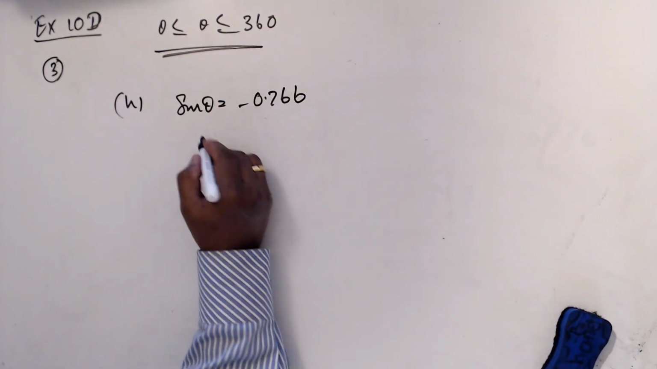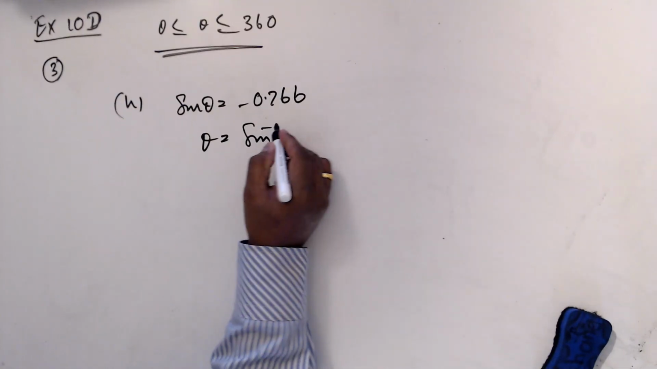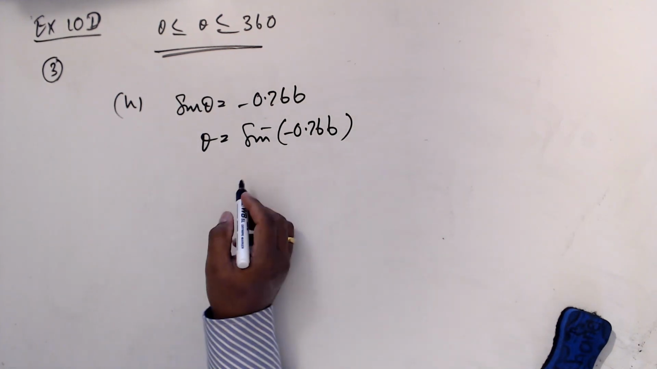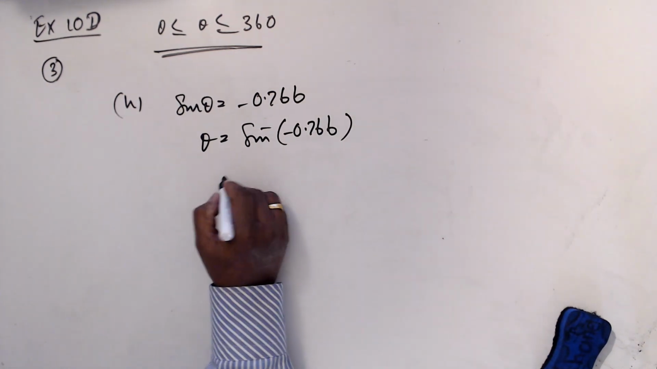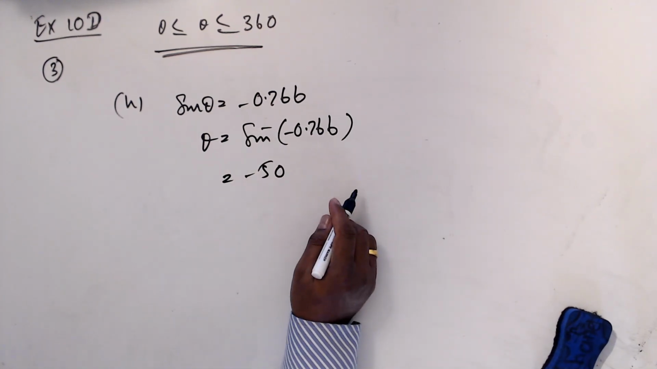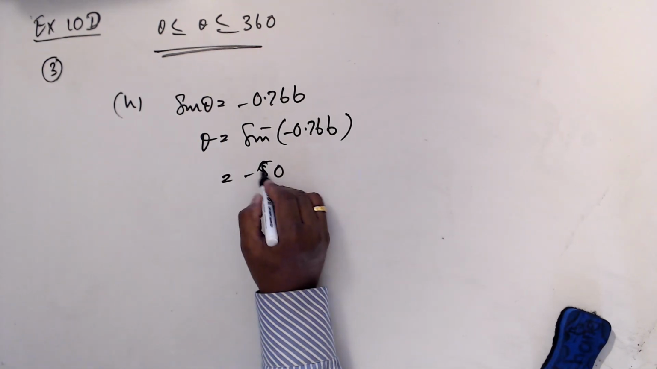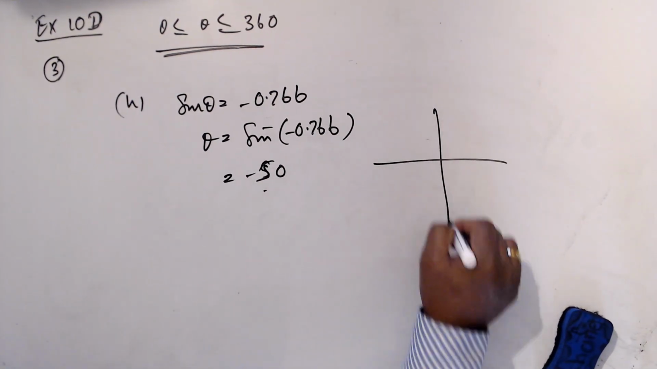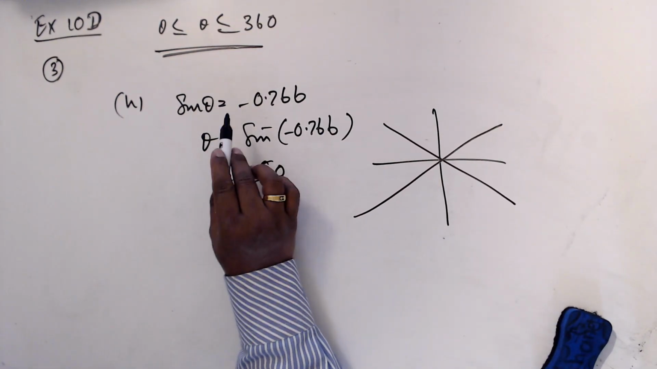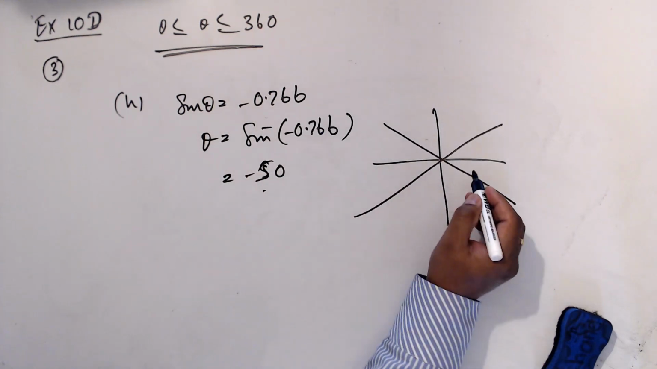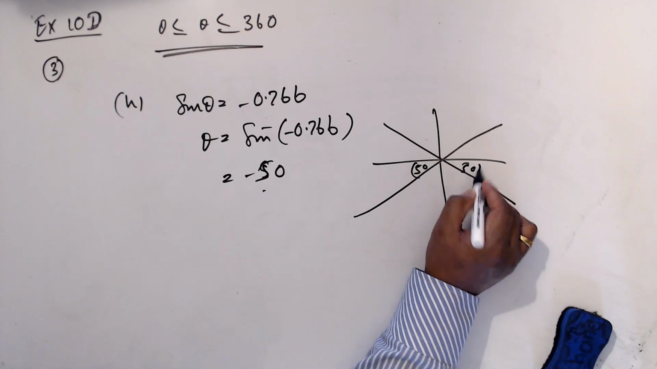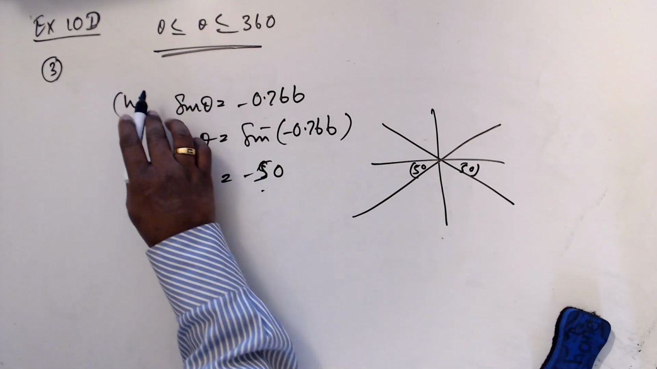Sin theta equals this one, so theta equals sin inverse of minus 0.766. You will get theta equal to minus 50 approximately. So it is an acute angle, so you can draw it, you grab the 50, and we know that sine is negative in which quadrant? Third and the fourth. So this is 50 and this is 50. So we need the answer.